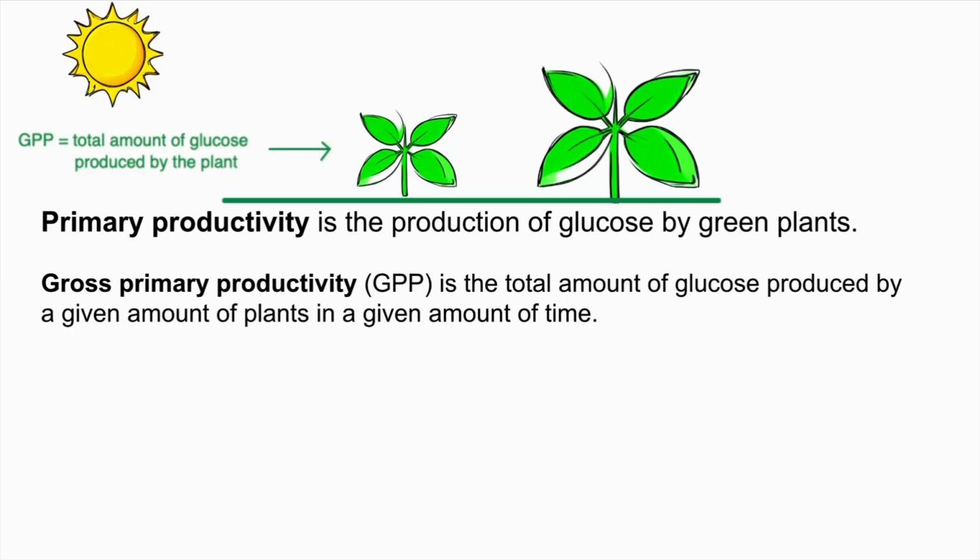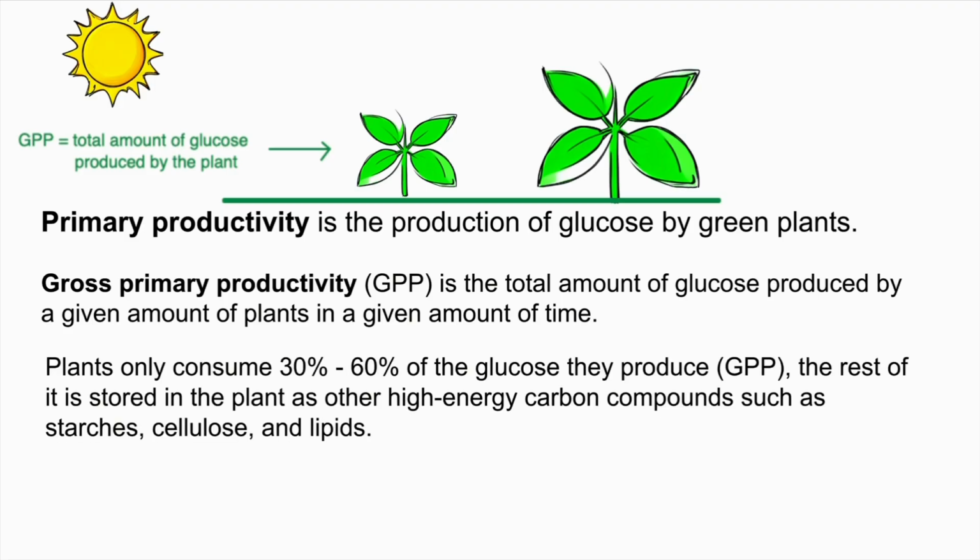But plants only consume, they say, 30 to 60% of this. So basically half of it is uneaten. It's leftovers, if you want to think of it that way. And so what does it do with these leftovers? Well, it typically converts them into other carbon compounds like starches, cellulose, which is a structural material used to build wood and stems, and lipids, which are like oils. So these are high energy, non-sugar molecules, where glucose is a sugar, that the plant uses to store this excess energy.